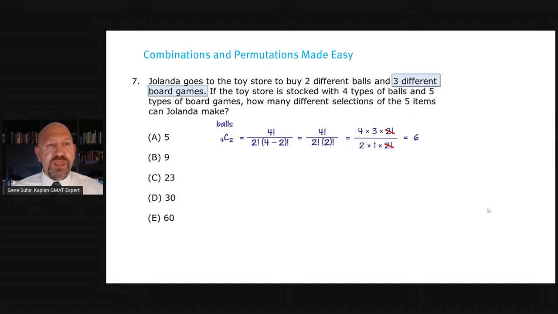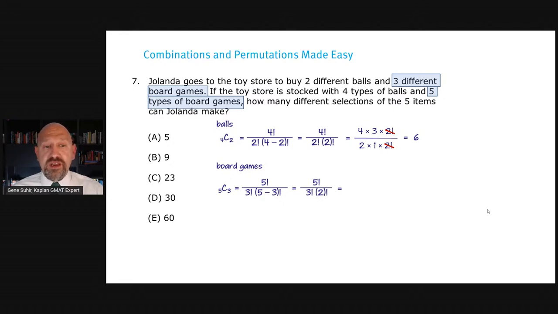What about for board games? Jolanda's going to select 3 board games out of 5. Give names. If Jolanda leaves with checkers, chess, and Monopoly, as opposed to Monopoly, checkers, and chess, same set of board games. She's not arranging them, she's not putting them in order, another combination. Here, out of 5, we choose 3. So 5 factorial over 3 factorial times 5 minus 3, or 2 factorial.